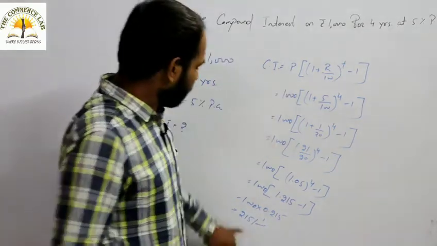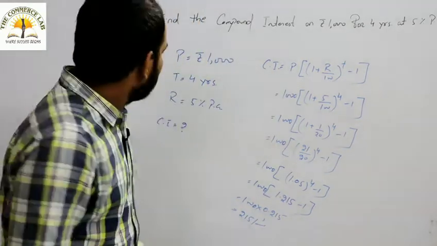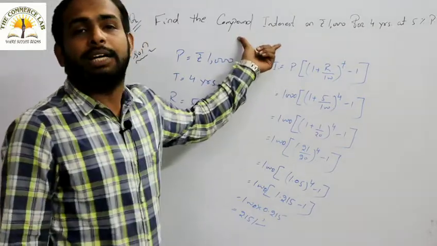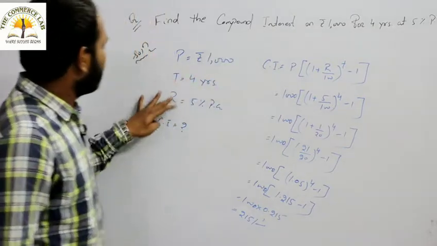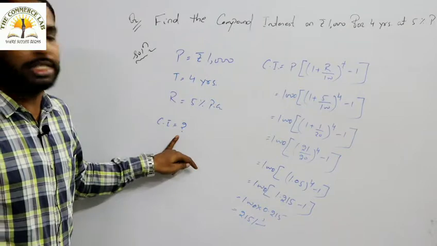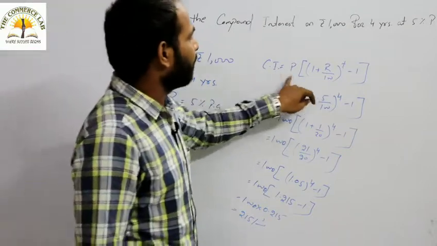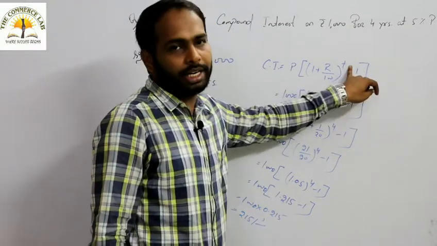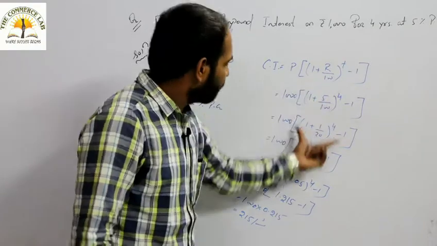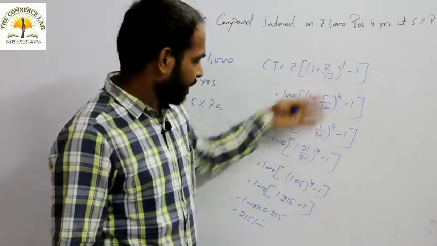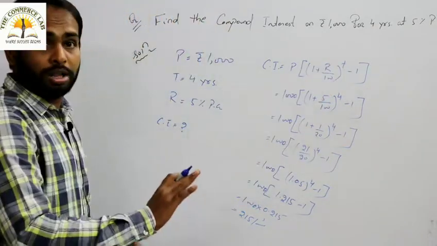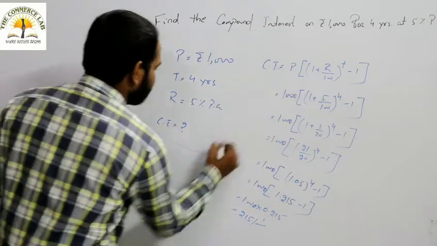So this is all about compound interest. First write down the data P, T, R, then we have to find out CI. CI equal to the formula P into (1 plus R by 100) to the power T minus 1, then put the values and get the answer. Otherwise you can also calculate it another way.